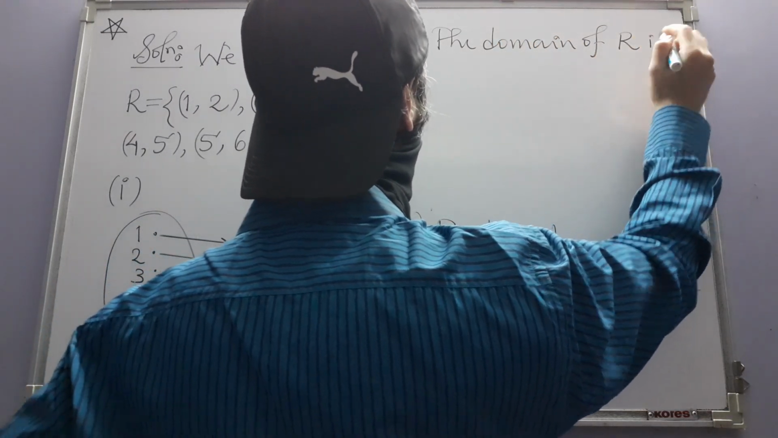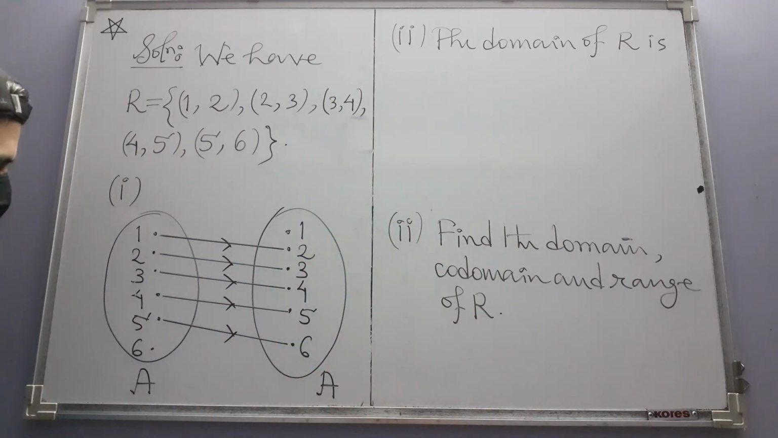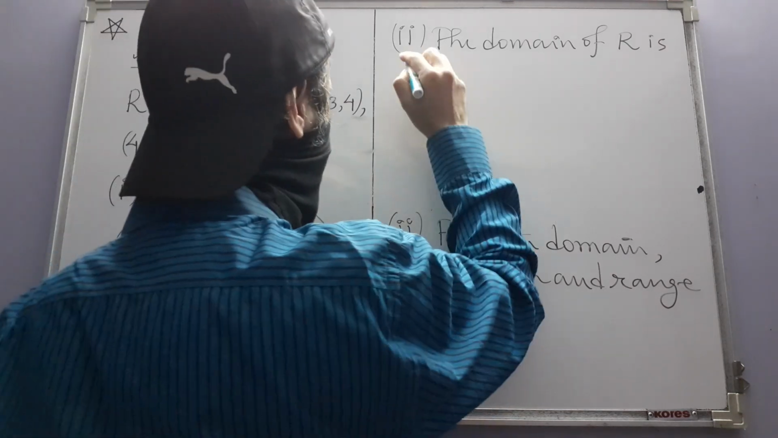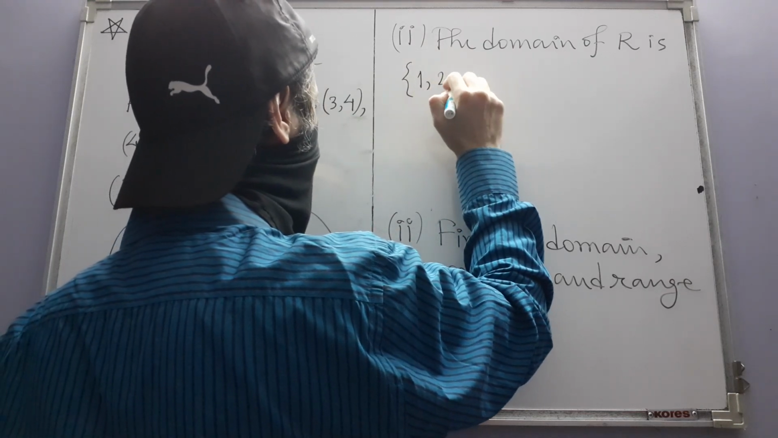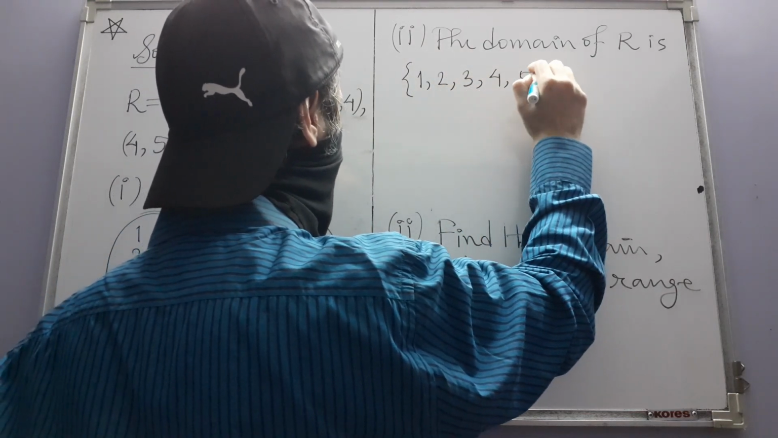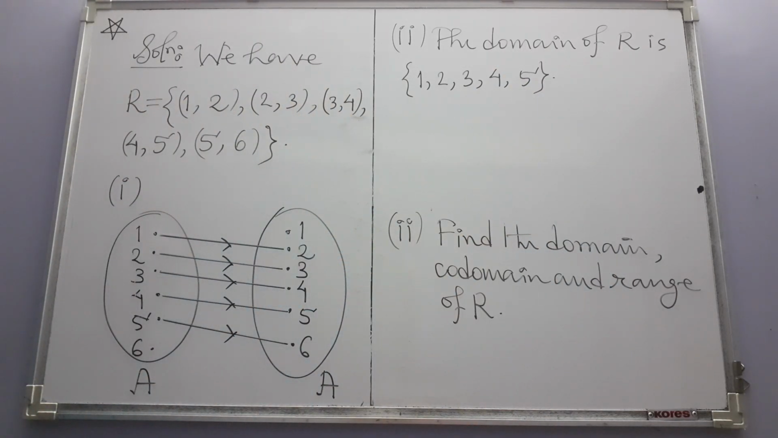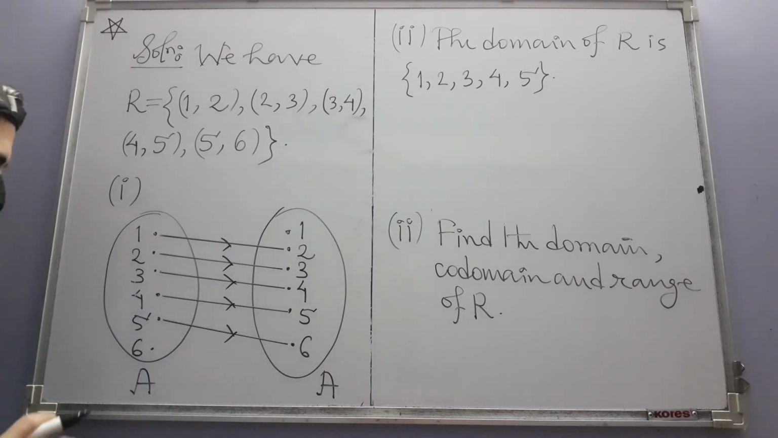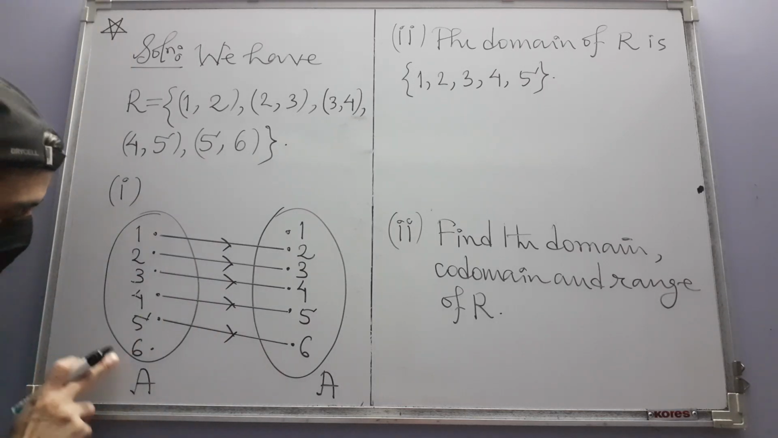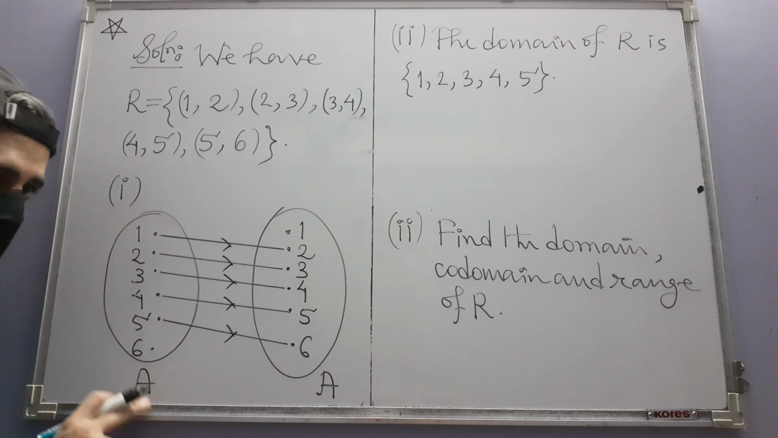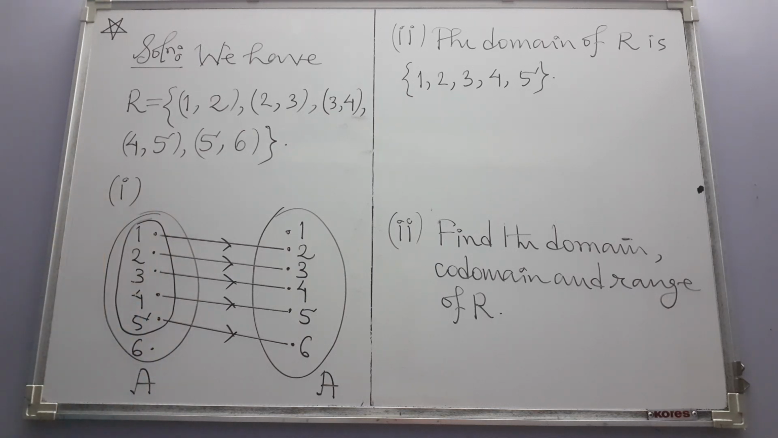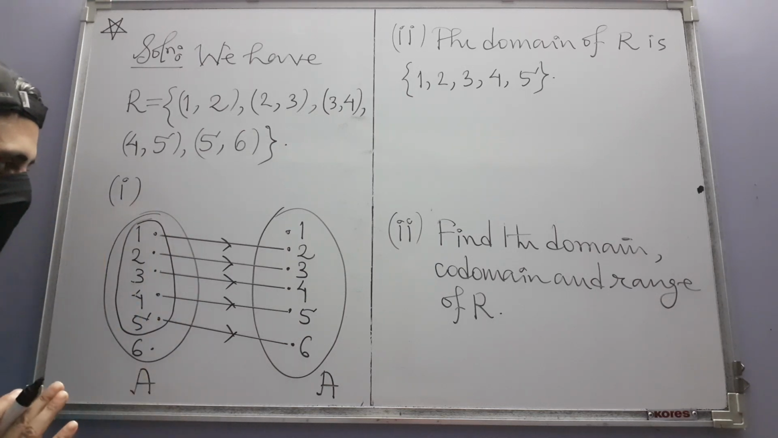The domain of R is the set consisting of the places from where these arrows have started. That means 1, 2, 3, 4 and 5. Note that unlike that name and letter example, our first example, where the domain was P itself, here the domain is a proper subset of A. This is the domain. Okay, 6 is not an element in the domain.